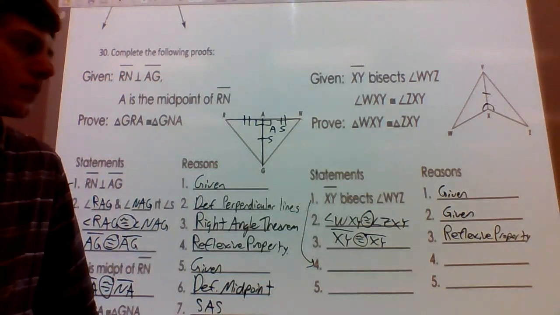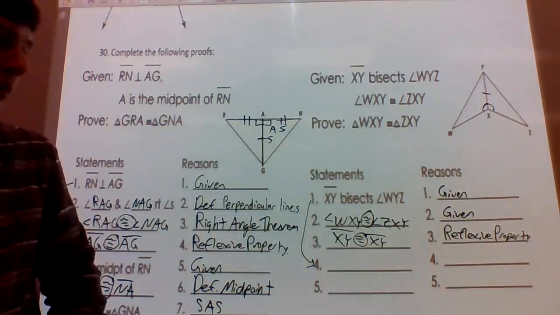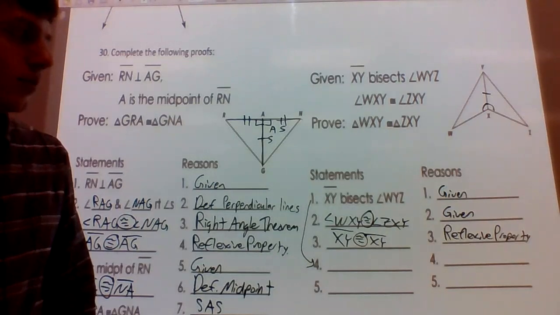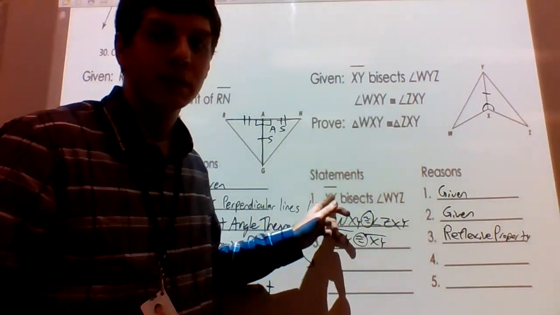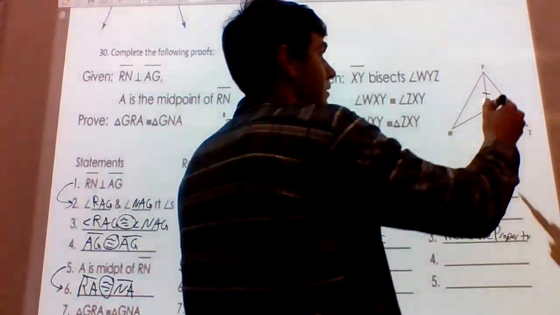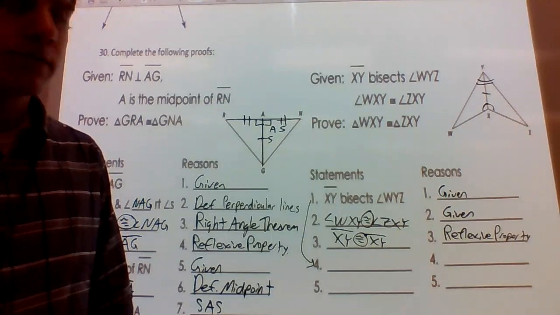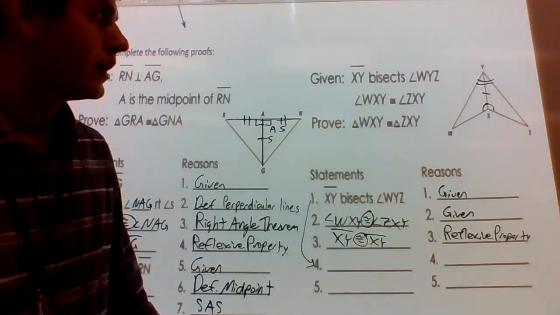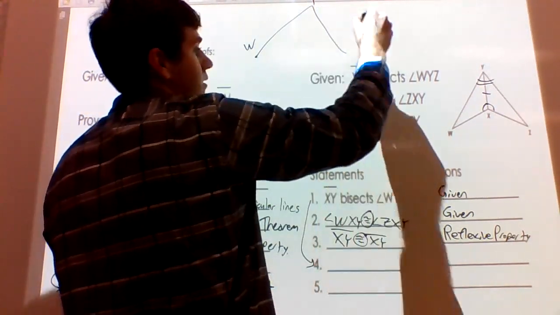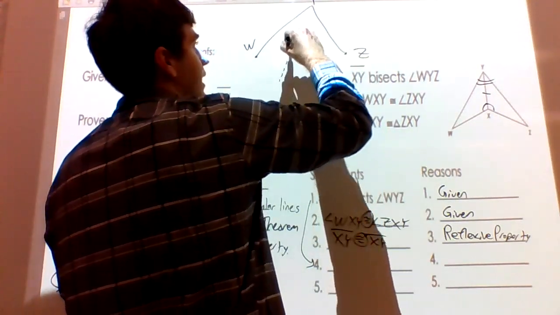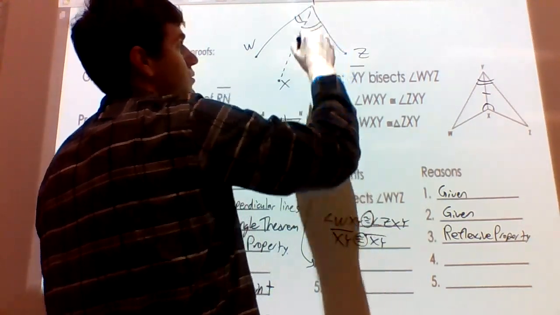Segment XY bisects angle WYZ. Okay, what does bisects mean? It means it splits it in half. It splits the angle. So we're bisecting an angle. This segment is bisecting this whole angle, meaning it's splitting that angle in half. So let's draw it out clearly. WYZ, if you split it in half, let's call it this X. These are your two congruent pieces.